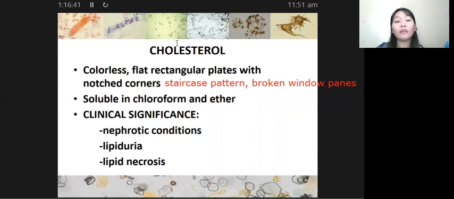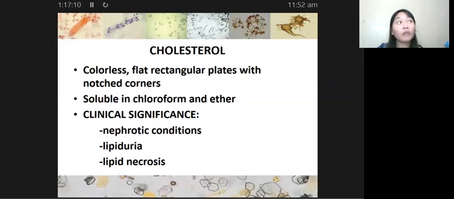So take note that your cholesterol, it is soluble in chloroform and ether. And again, ano ang kanyang clinical significance? Lagi ko ngang sinasabi to class, lipiduria and conditions which are manifested as lipiduria. So we have nephrotic conditions, lipiduria, and lipid necrosis. Okay? So para mas ma-appreciate natin yung appearance ni cholesterol, ganito po siya under the microscope.